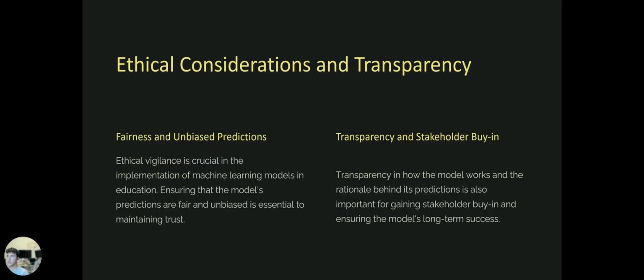Ethical vigilance is crucial in the implementation of machine learning models in education, because you don't want to look at these indicators and think badly upon the students. It should really be used as a learning model for determining how you need to teach these students. Transparency on how the model works and the rationale behind its predictions is also important for getting stakeholder buy-in and ensuring the model's long-term success.